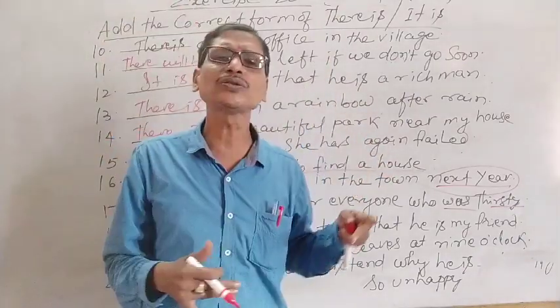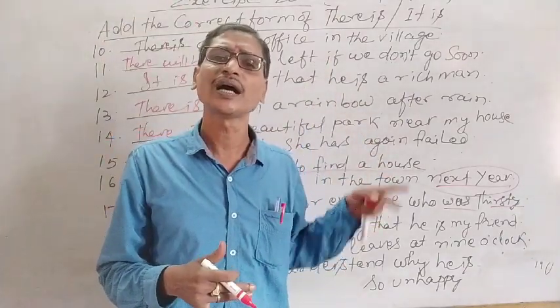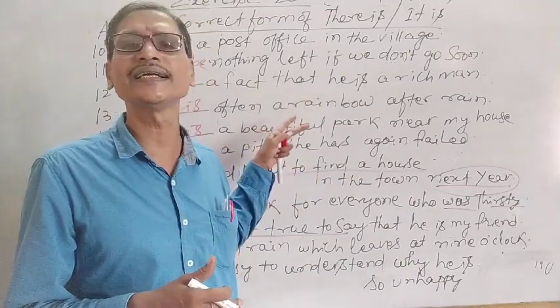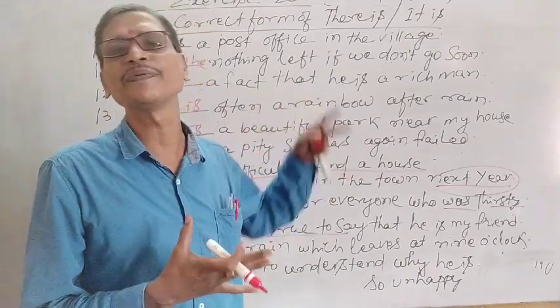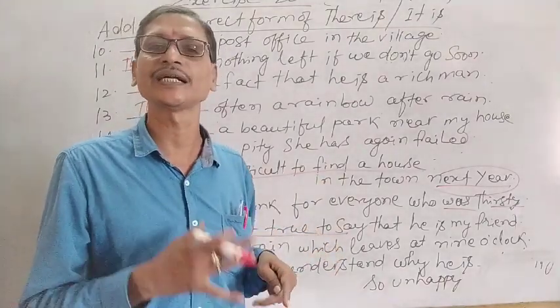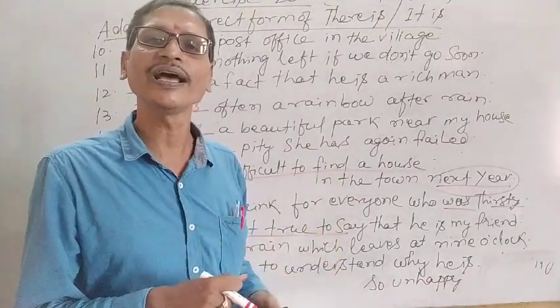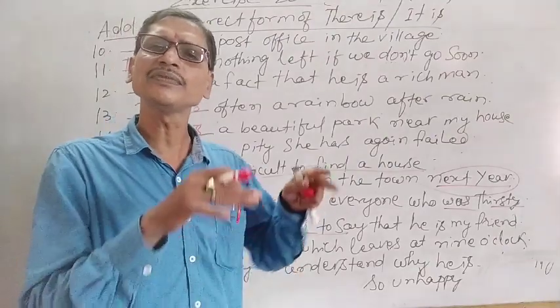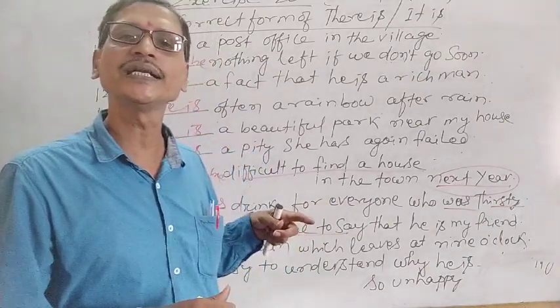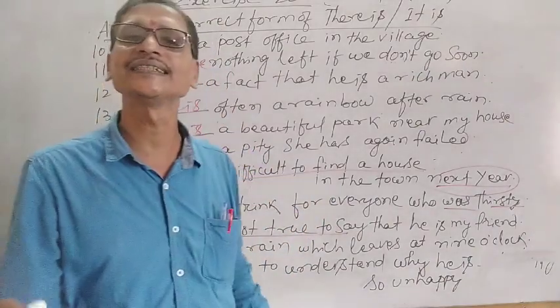So in accordance with the instructions and the rules for the difference between 'it is' and 'there is', we understood in the previous classes. As you know, today is the third class. That means third period, where we discussed some differences between 'there is' and 'it is', and also we discussed exercise 20.